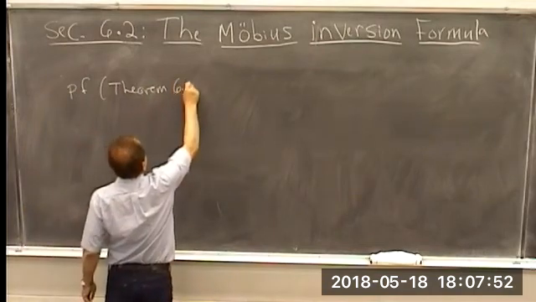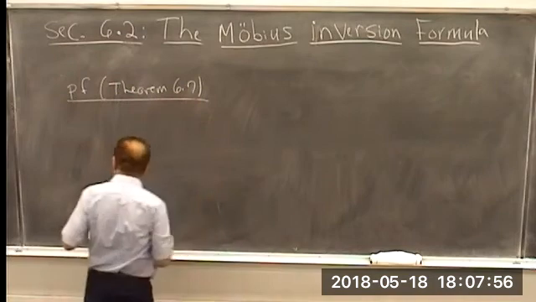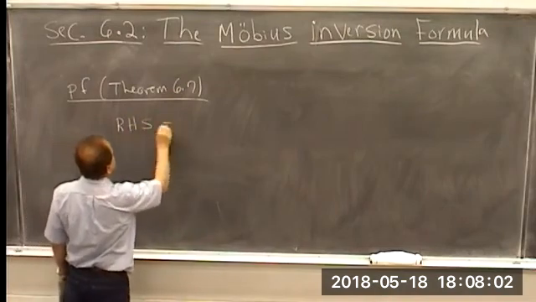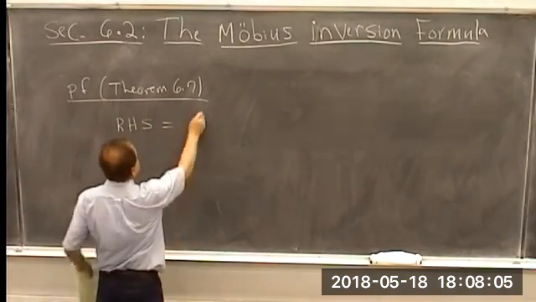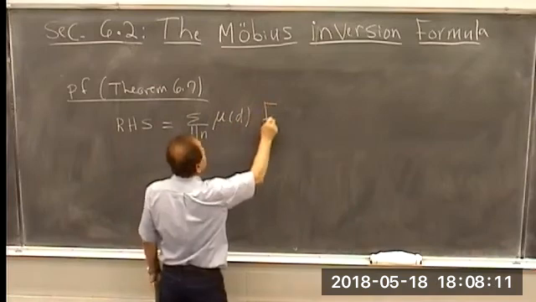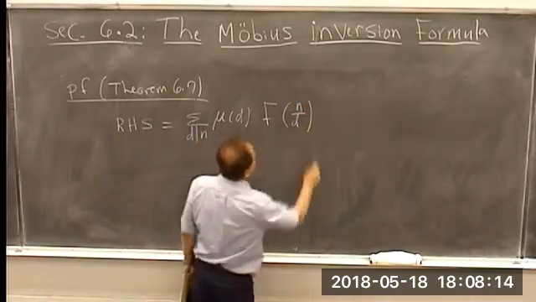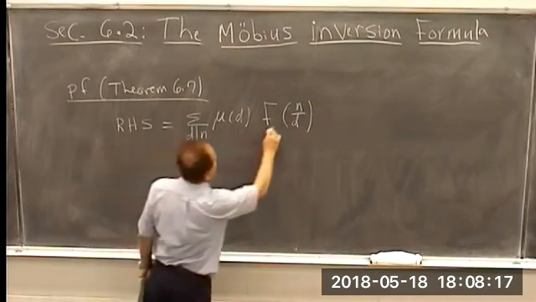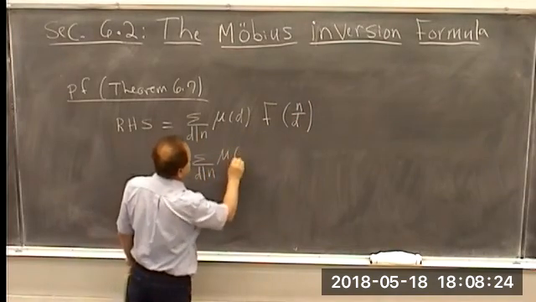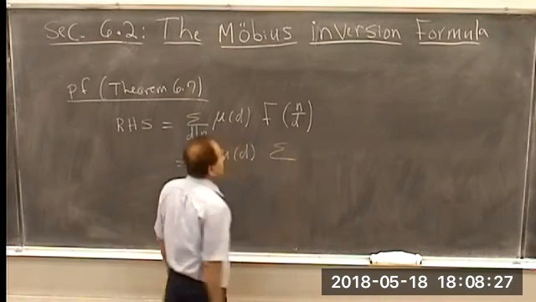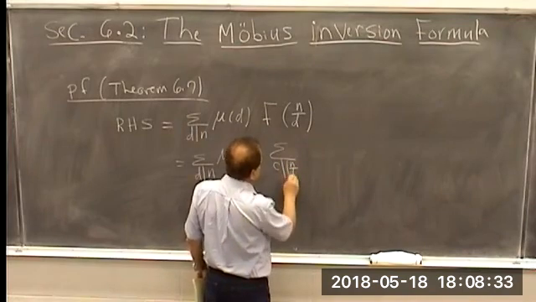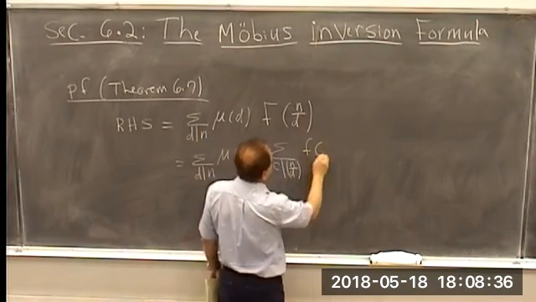Theorem 6.7. Again, we're going to start with the right-hand side. And the right-hand side is the sum over D divides N of mu of D times F of N over D. And then I'm going to substitute for F of N over D, just like we did with the example. And I'm going to be using again C here, sum over C divides N over D of F of C.